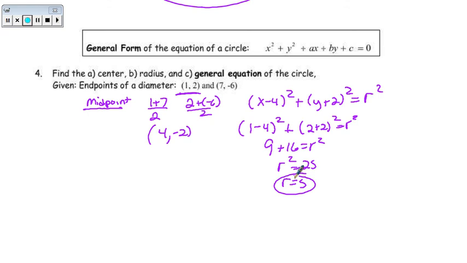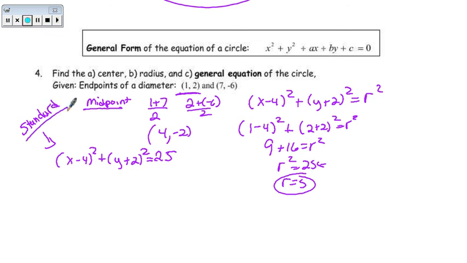So at this point, I do have my full equation. I'm going to work over here. So we have x minus 4 squared plus y plus 2 squared, and it's going to equal the radius squared, which is this piece right here, 25. This is the standard form.